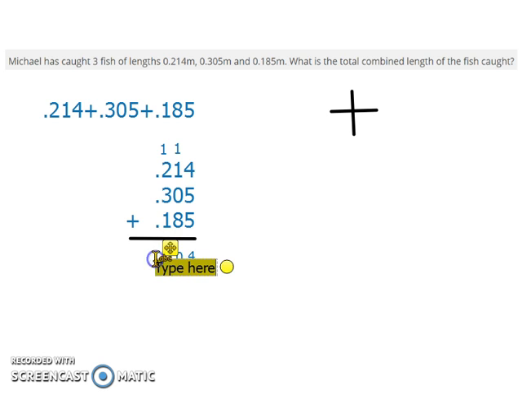And we need to put our decimal point in, always. And the answer becomes 0.704, and you always have to put what unit it is. We were counting in metres, so 0.704 metres, because these were all in metres. If you converted that into centimetres, it's less than 1 metre because it's point something, so it would be 70.4 centimetres.